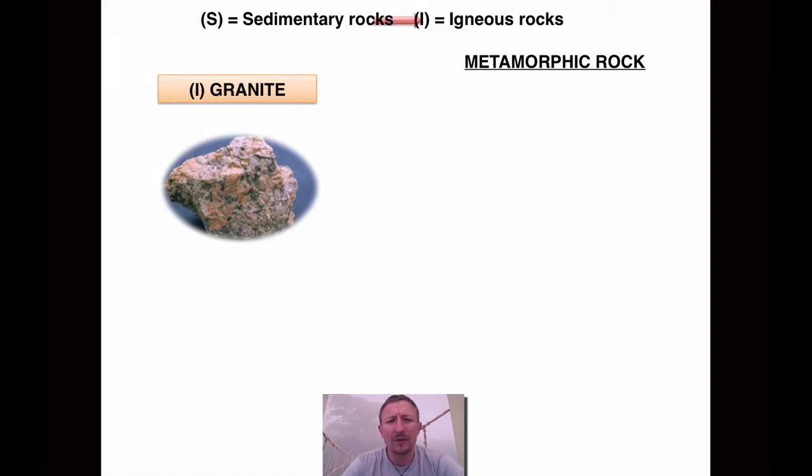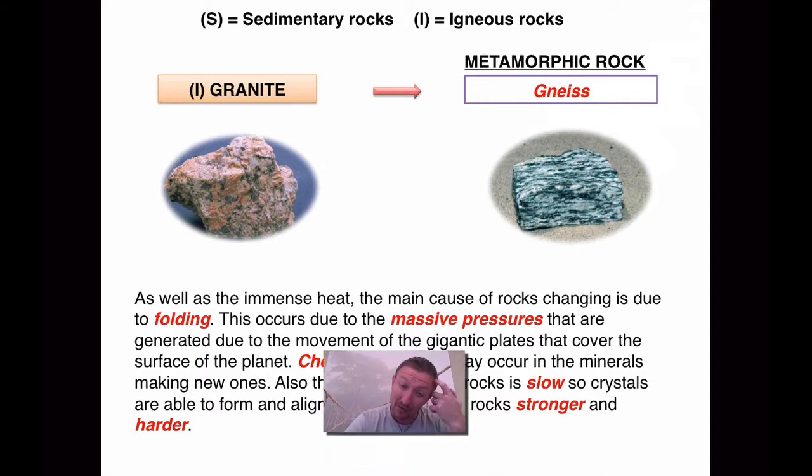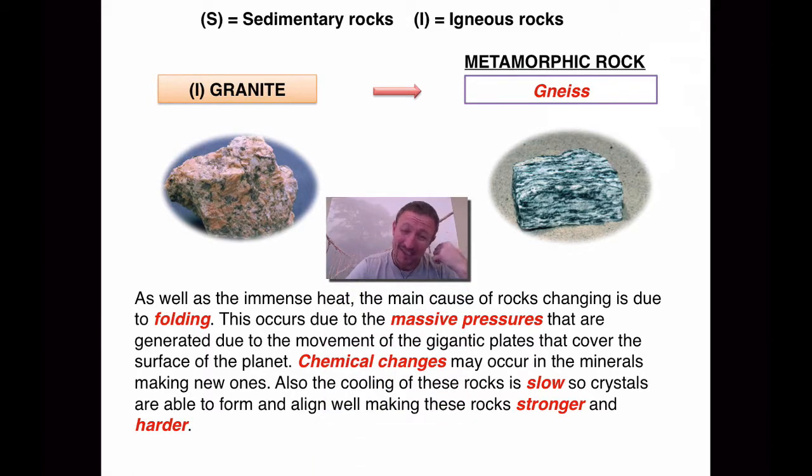Granite. Granite will go into form gneiss. Okay, again an incredibly tough rock. So remember, granite is intrusive igneous rock, so it's hard already. Now it's been compressed and heated. We turn it into gneiss. Note the spelling of gneiss, not N-I-C-E, even though it's said that way.